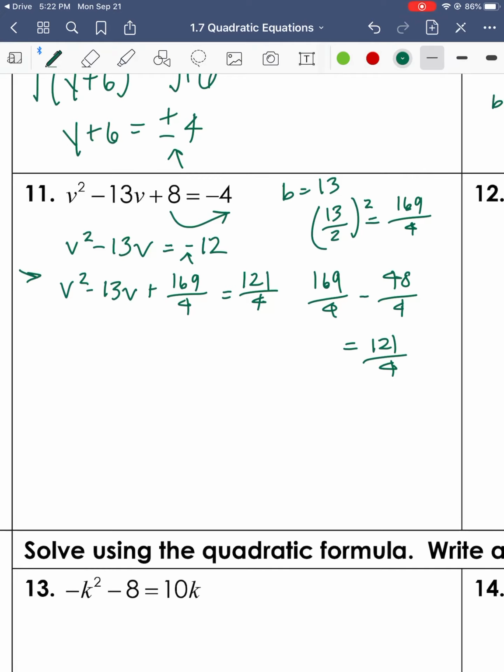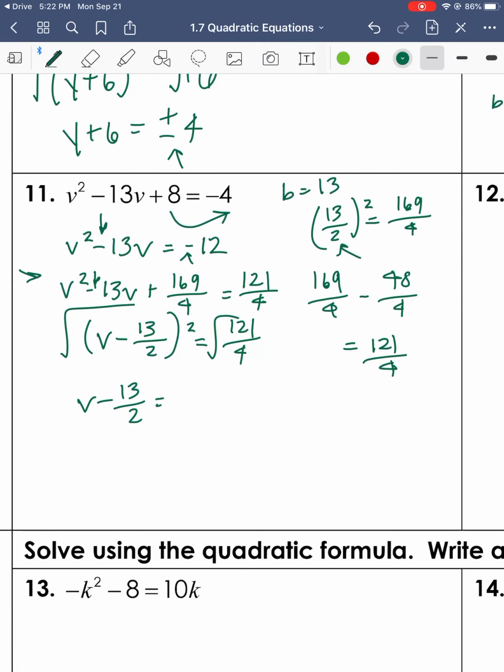We're going to factor this side, and we know that it's going to be v. Since this is negative, it's going to be minus whatever this half of b is. So v minus 13 over 2 squared is equal to 121 over 4. Then we take the square root of both sides. We have v minus 13 halves is equal to, 121 is a perfect square, the square root of it is 11. 11 over 2, this is going to be plus or minus.